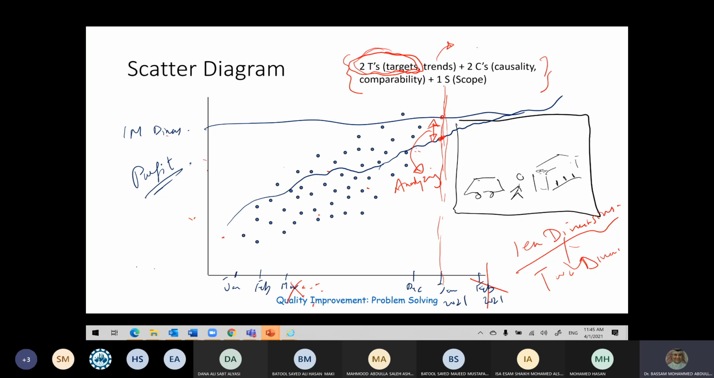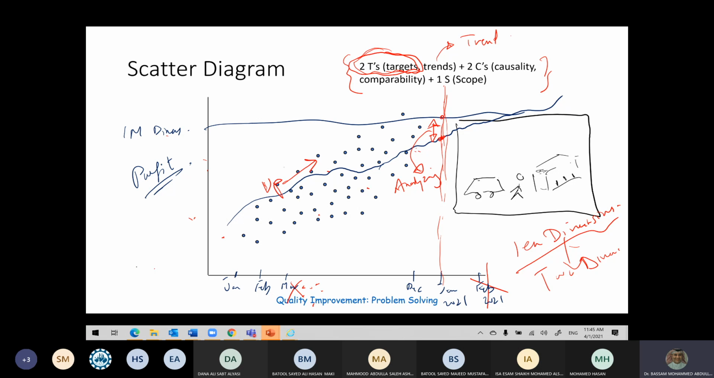The second thing we want to talk about here for scatter diagram is the trend. So what is the trend? Is it going up or going down? I think this is a fair explanation, and it's straightforward. For the figure that we can see in front of us, the trend is going up. So the trend is going like that.